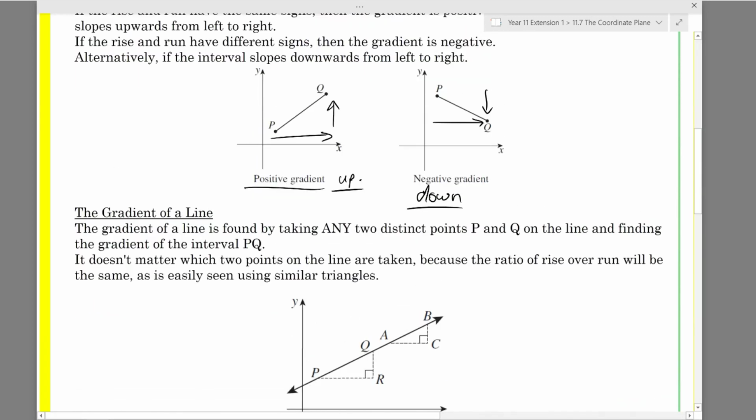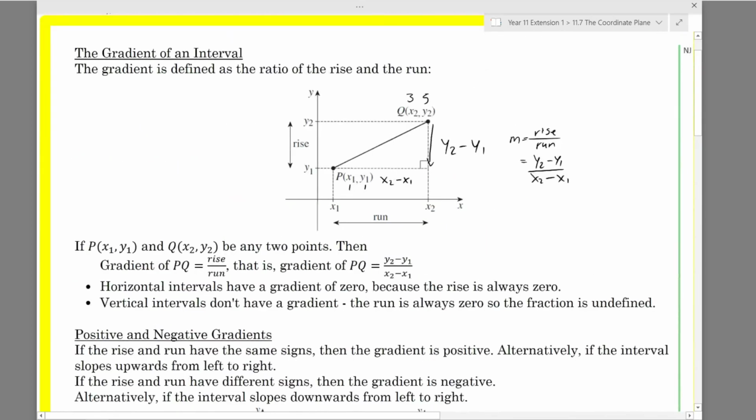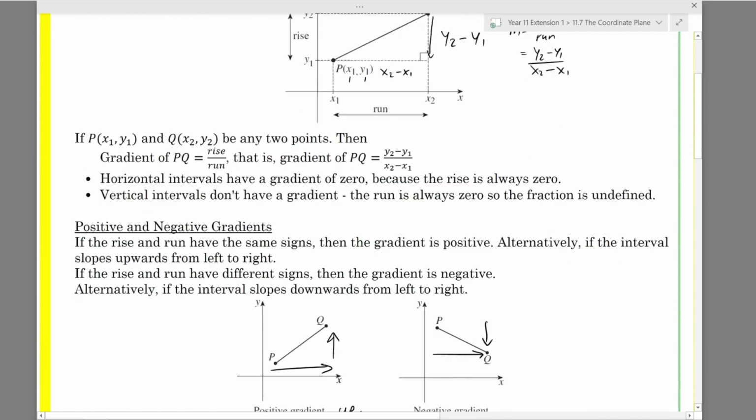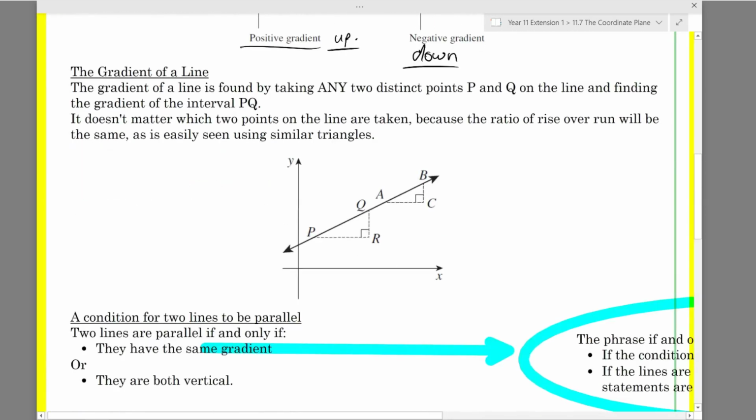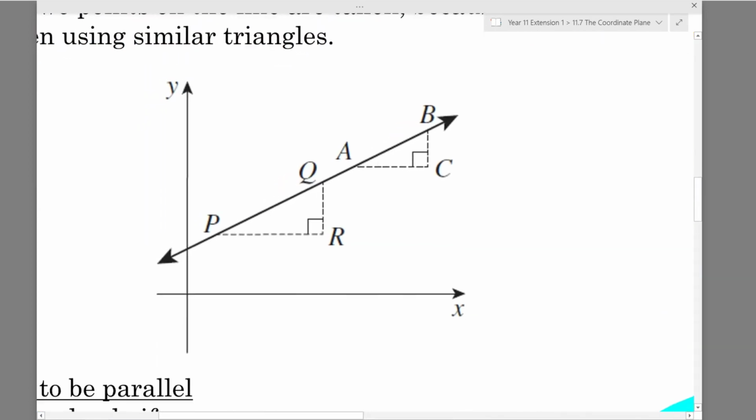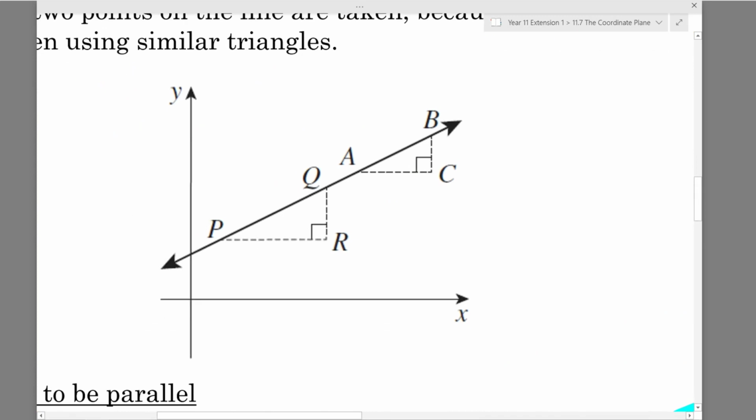Now the gradient of a line. Up here we were looking at the gradient of an interval, which is just looking at a line effectively between 2 points. The gradient of a line is looking at if the line was extended on and on and on. When we're looking at the gradient of a line, say this line here, for example, all you have to do is pick 2 points. Make them easy points so you can actually work it out, and then do what we did before. So m is equal to y2 minus y1 over x2 minus x1.